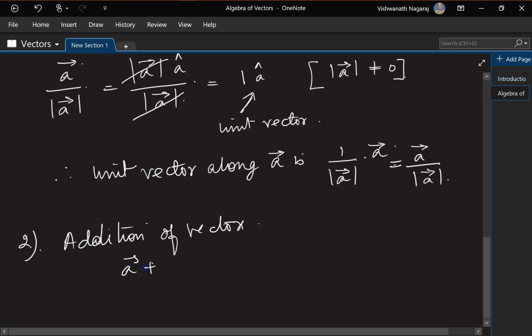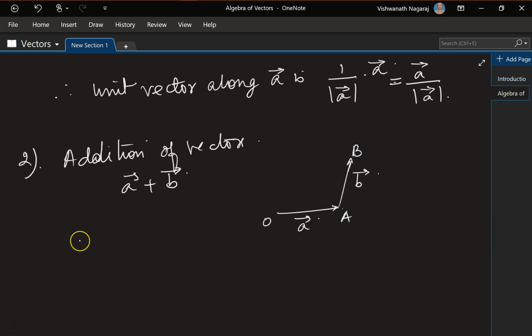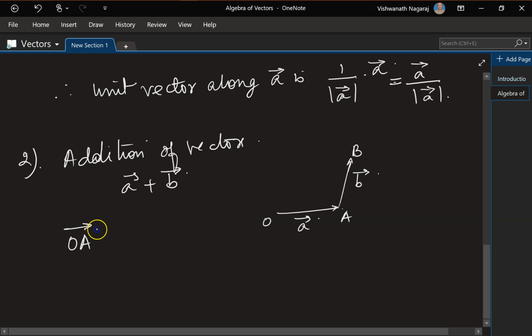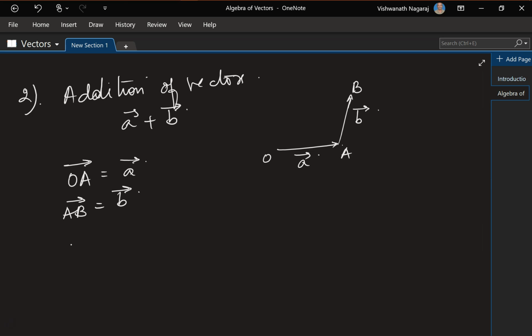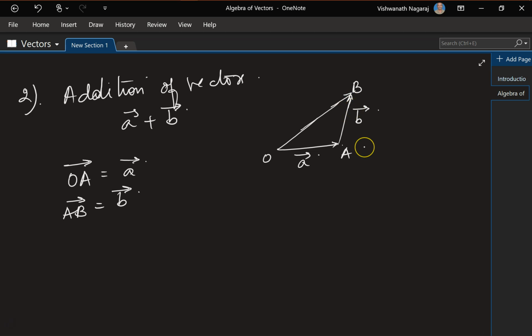Okay, now let's look at addition of vectors, A plus B. Now let's say we have two vectors, a vector A and another vector B, and let's give names to these initial and terminal points: O, A and B. Now here OA is equal to A, AB is equal to B. Now adding A and B basically tells us what is the starting point and what is the terminal point when we combine these two vectors.